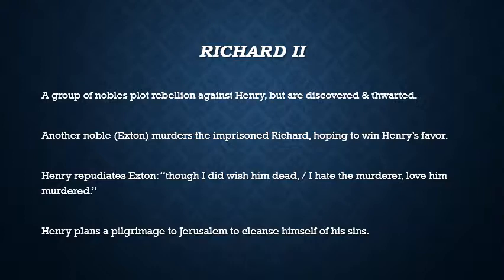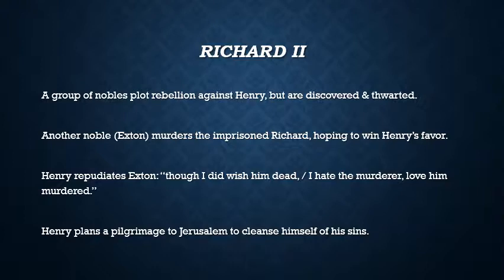He repudiates Exton, condemns Exton for his deeds in murdering Richard, and says, "Though I did wish him dead, I hate the murderer, love him murdered." I hate the person who murdered Richard, and I love Richard, even though I wanted him dead. Of course, it's very safe for Henry to say this now that Richard is dead. And of course, there's suspicion at the time, in the play and in the Henry IV plays, that Henry was more involved in this murder than he let on.